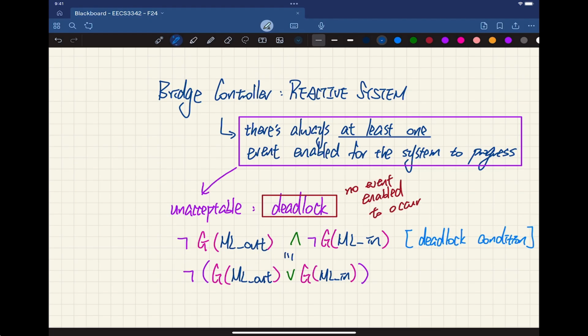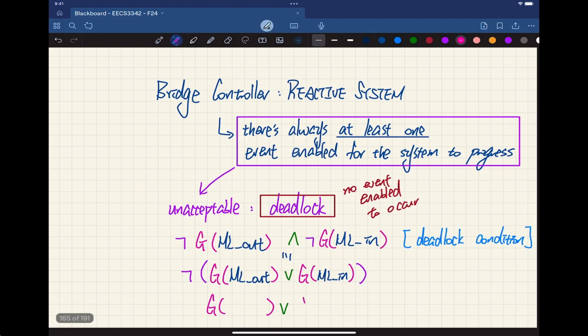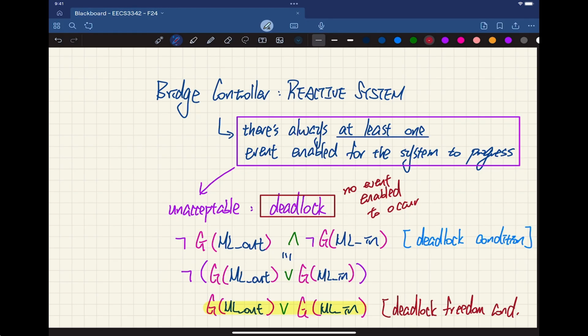And now I want to take the logical negation of this, which is I just take out the negation sign. So the final condition I would need for this page is this condition here. So finally, I got something like the g of this or the g of that. ML out, ML in. That's what I have. So this is the so-called deadlock freedom condition, which is the negation of the deadlock condition. Deadlock freedom condition. Okay?